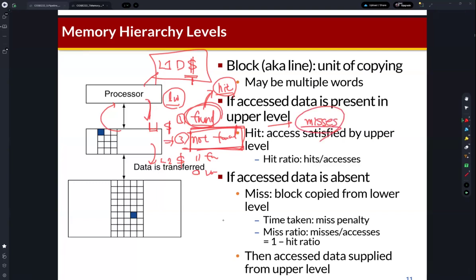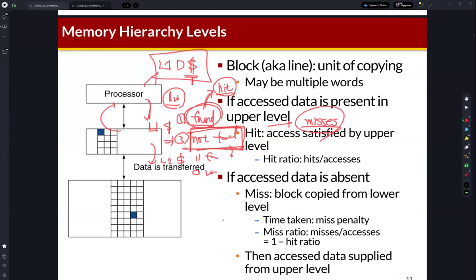Hit or miss. I frequently use hit or miss in the cache. Hit means that the requested data is found in the cache, and miss means the requested data is not found in the cache. If a miss is encountered, then we need to access the lower-level cache or lower-level memory. So we define two different cases.